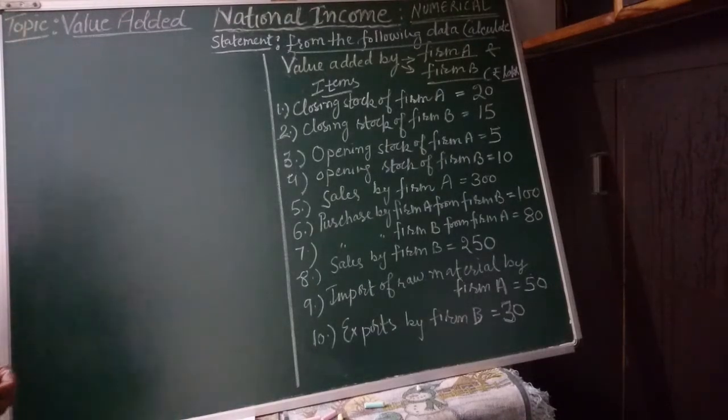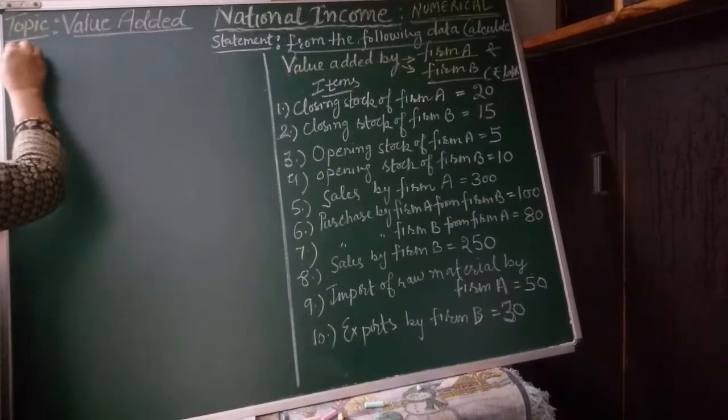In this video we will clear national income by value added method. Statement is given. We have to calculate value added by firm A or firm B. So first of all, firm A.